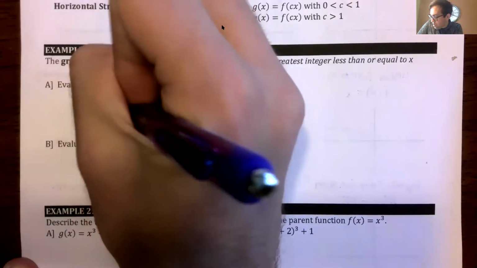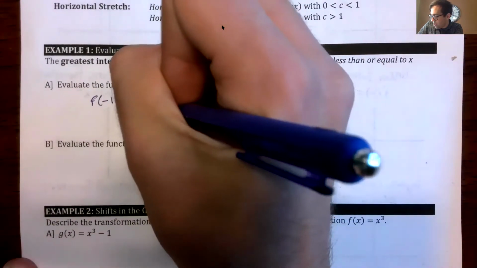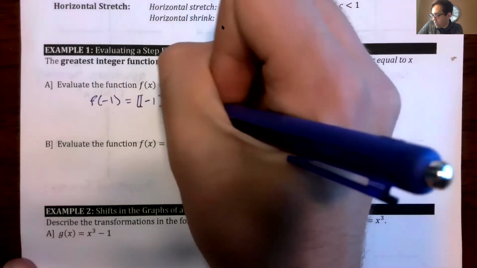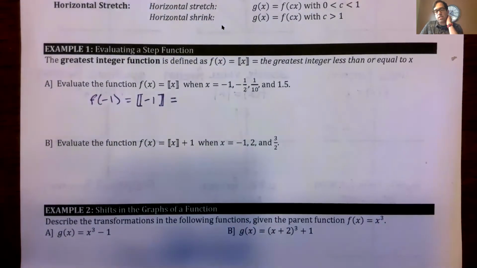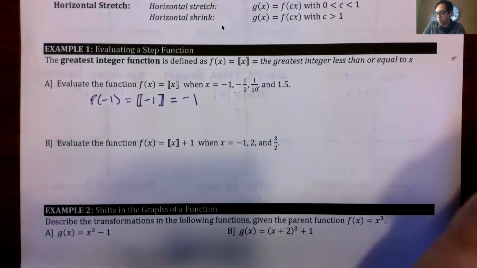So for example, f of -1 is going to be sketched like this, a double bracket of -1. And we are looking for the greatest integer that's less than or equal to -1. Now, -1 is already an integer, right? Integer is positive or negative whole numbers. So the greatest integer that's less than or equal to -1 is -1, right? We don't have to change it at all.